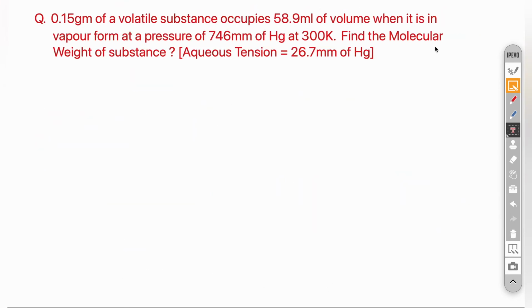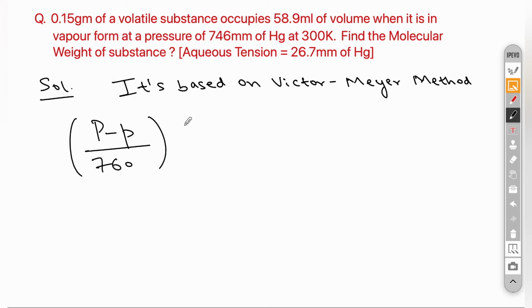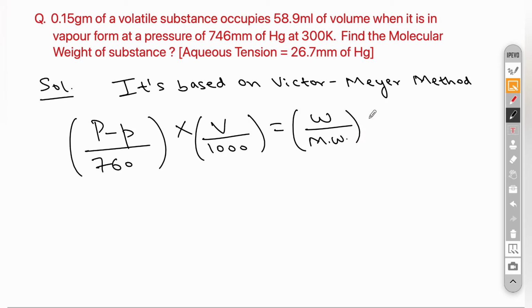Now we'll solve a problem. 0.15 gram of volatile substance occupies 58.9 milliliters of volume when it is in vapor form at a pressure of 746 mm of Hg at 300 Kelvin. Find the molecular weight of the substance. We are given aqueous tension. So we'll write it's based on the Victor-Meyer method because a volatile substance is involved. Now we will write the formula, which was capital P minus small p divided by 760 multiplied by V divided by 1000, is W divided by molecular weight into RT. We have to find the molecular weight basically.